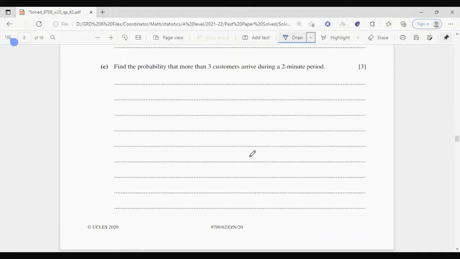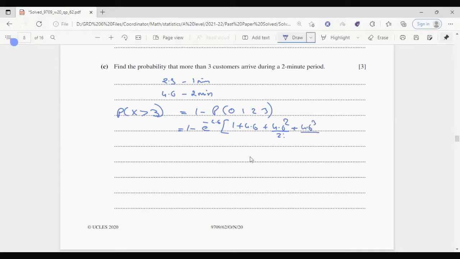Find the probability that more than 3 customers arrive during a 2-minute period. So 2.3 is for 1 minute, so 4.6 will be for 2 minutes. Probability that X is greater than 3 gives you 1 minus the probability of 0, 1, 2, and 3, which is equal to 1 minus e to the power of minus 4.6 times (1 plus 4.6 plus 4.6 squared over 2 factorial plus 4.6 cubed over 3 factorial), which will give you an answer 0.674.